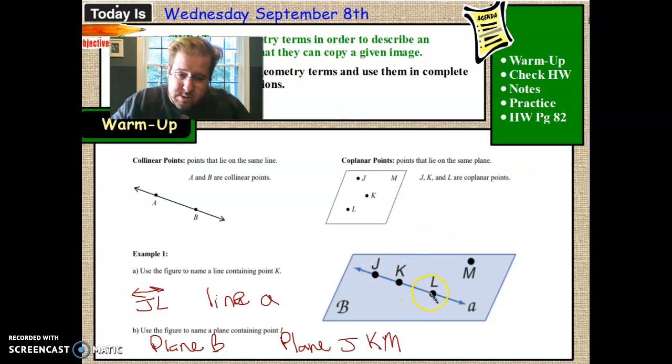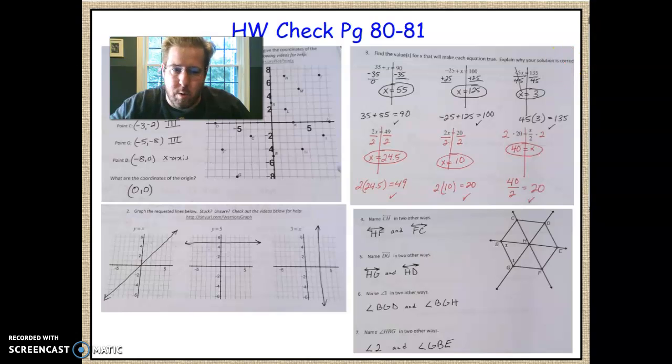So I could have chosen J, L, and M, and there's plenty of different choices, or K, L, and M. As long as the 3 points are not in a straight line, it works.